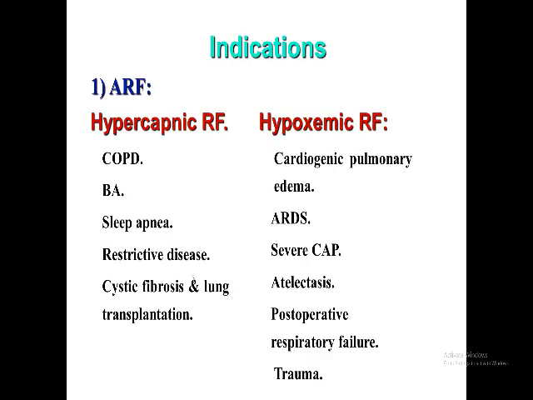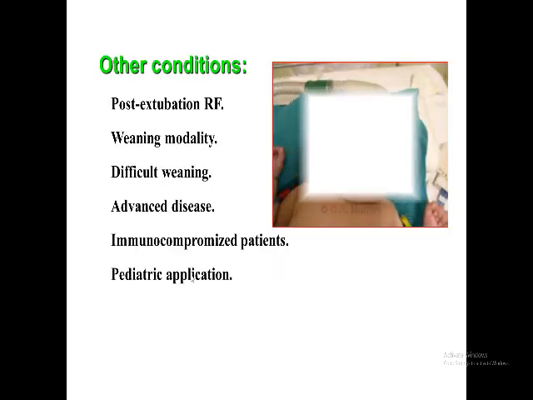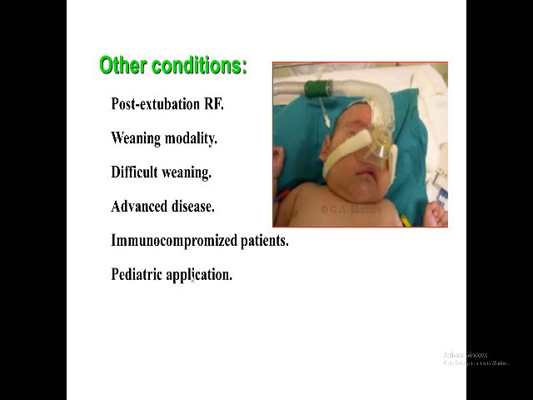In which patients do I use non-invasive mechanical ventilation? In acute respiratory failure, either hypercapnic or hypoxemic. Hypercapnic, as in COPD, bronchial asthma, sleep apnea, restrictive lung disease, cystic fibrosis, and lung transplantation. Hypoxemic: cardiogenic pulmonary edema, ARDS, severe community-acquired pneumonia, post-operative respiratory failure, and trauma. I may use non-invasive ventilation in other conditions like post-extubation respiratory failure, as a weaning modality, difficult weaning, advanced diseases, immunocompromised patients, and pediatric patients.